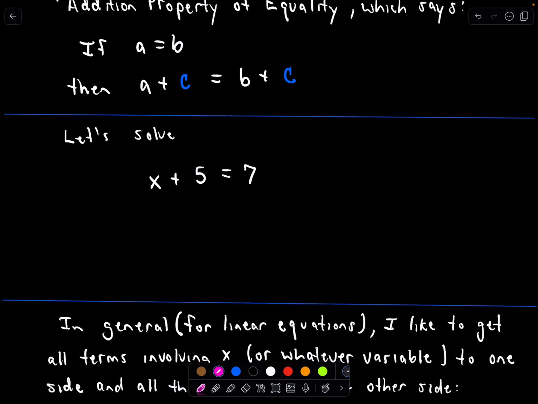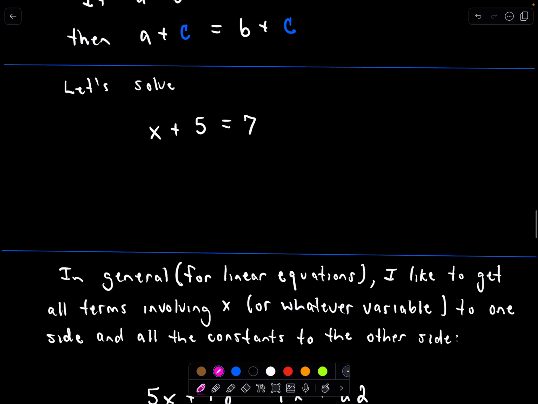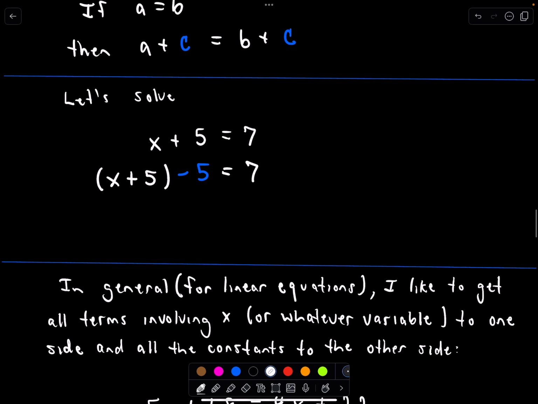Let's start again with x plus 5 equals 7. I want to be left with just x, just that term. I'm adding 5 to that value of x. If I want to get rid of that, what could I do? If I've got x plus 5, let's just subtract 5. And this is the idea: I've taken what was on the left side and either added or subtracted something, and I'm going to take whatever was on the right side and add or subtract that same amount.